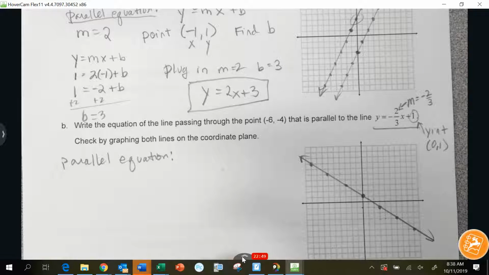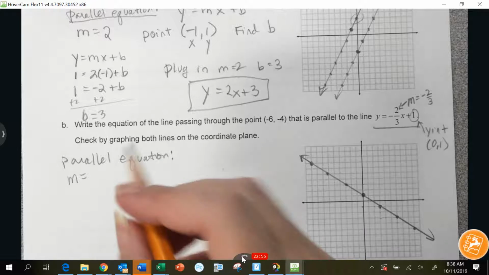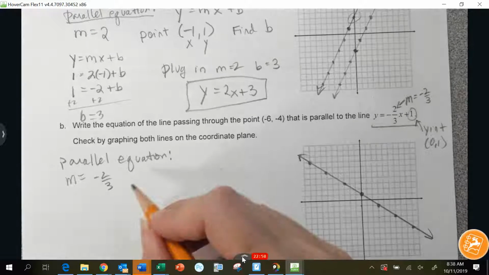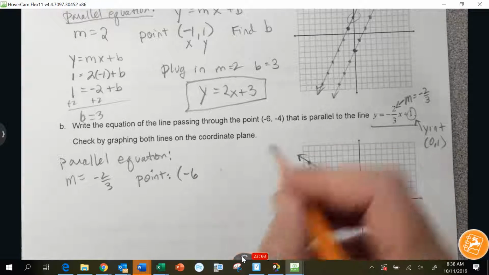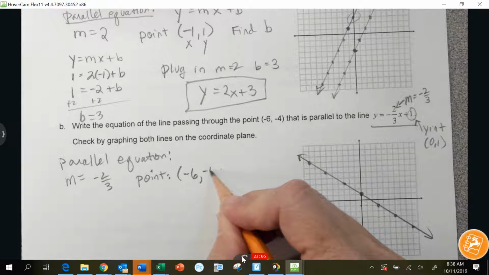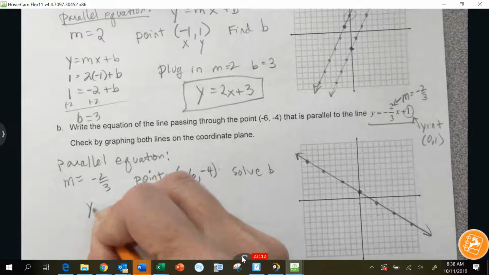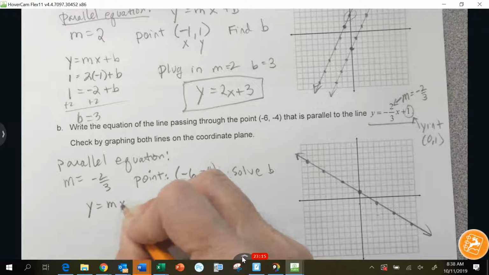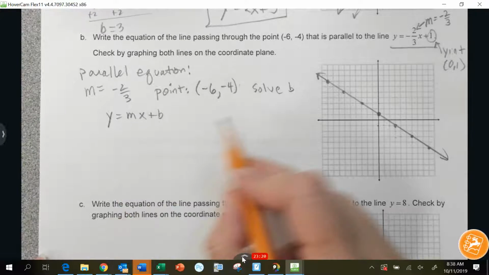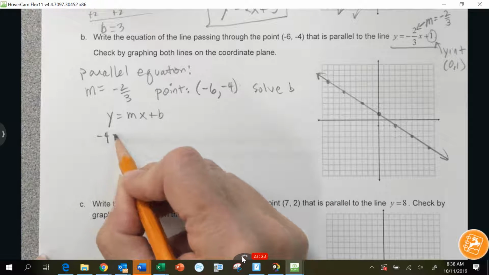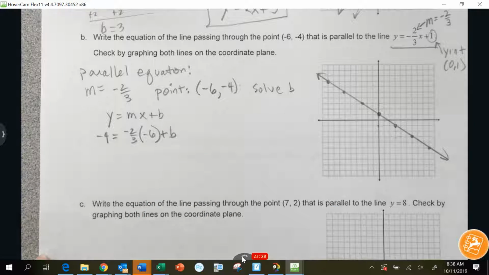Okay, so my parallel equation. I need a slope. What is the slope I will be plugging in? Negative 2/3. I need a point, which is given to us in the instructions: negative 6, negative 4, and then I need to solve for b. So I'm going to use y equals mx plus b, and plug in m, the y, and the x. So negative 4 equals negative 2/3 times negative 6 plus b.